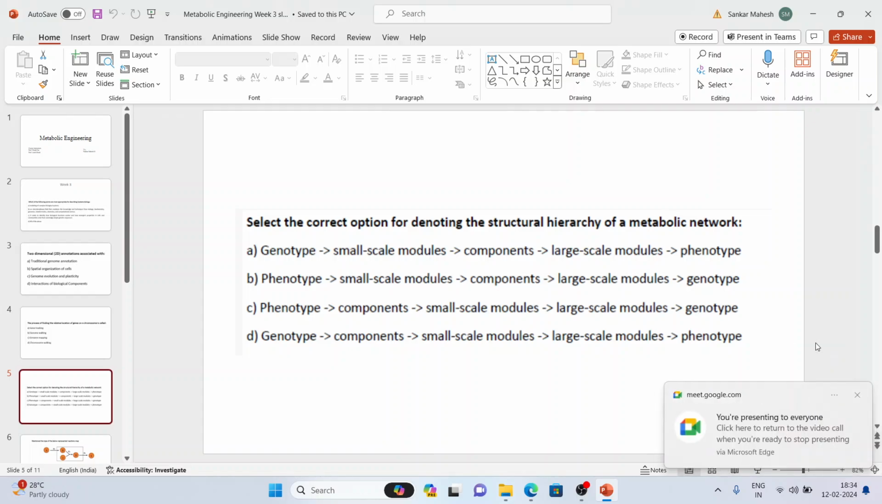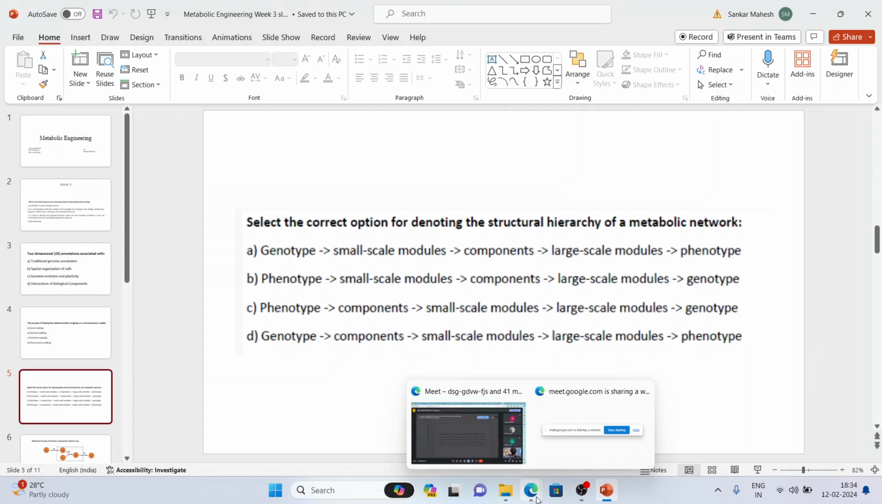So, the fourth question is, say the correct option for denoting the structural hierarchy of a metabolic network. The metabolic network structural hierarchy can be defined into different parts, including modules, like small scale modules, large scale modules, having different components, the genotype and the phenotype. Kritika, you can take a couple of minutes and try to answer this question as to what you think is the right answer and what is the wrong answer.